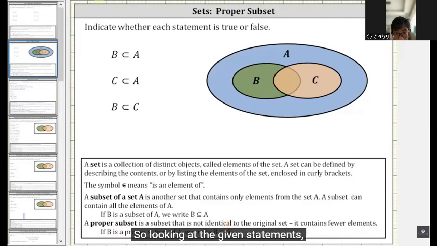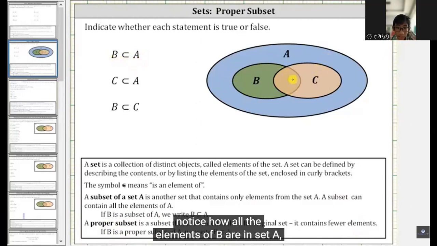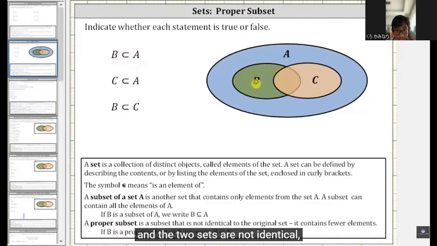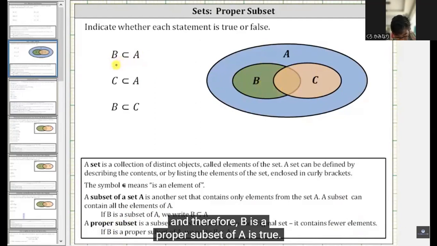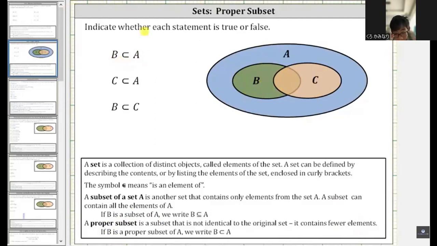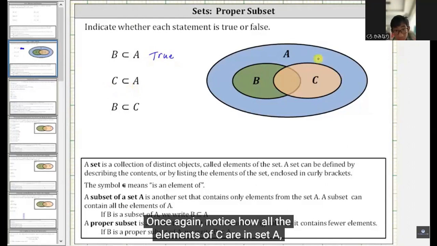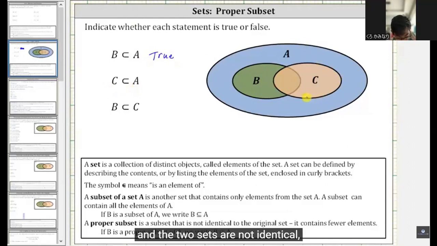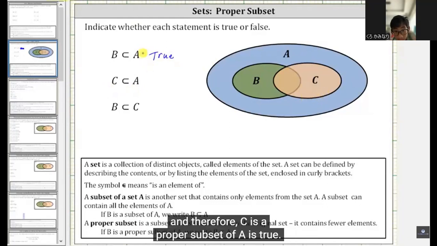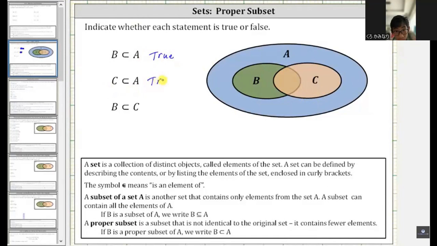So looking at the given statements, we first have B is a proper subset of A. Looking at the diagram, notice how all the elements of B are in set A, and the two sets are not identical, or we can say B has fewer elements, and therefore B is a proper subset of A is true. Next, we have C is a proper subset of A. Once again, all the elements of C are in set A, and the two sets are not identical, or C has fewer elements than A, and therefore C is a proper subset of A is true.